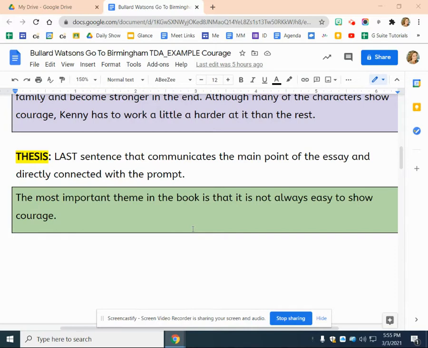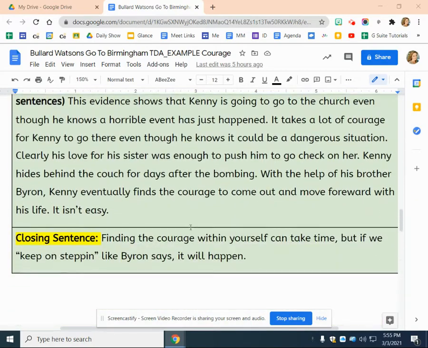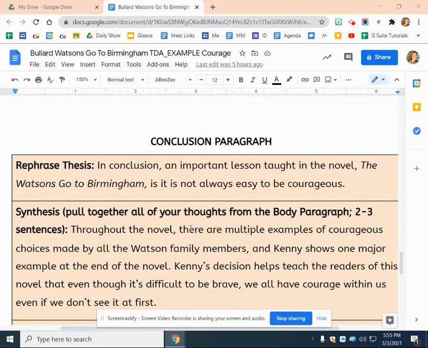So I'm talking about what I thought the most important theme was, and you're doing the same thing. You just have a different theme. So I'm going to take that idea, not word for word, and I'm going to rewrite it as the first sentence in my conclusion. And I'm going to begin it with the phrase, in conclusion. That's a nice transition into our final paragraph, and I want you to start your conclusion just like that.